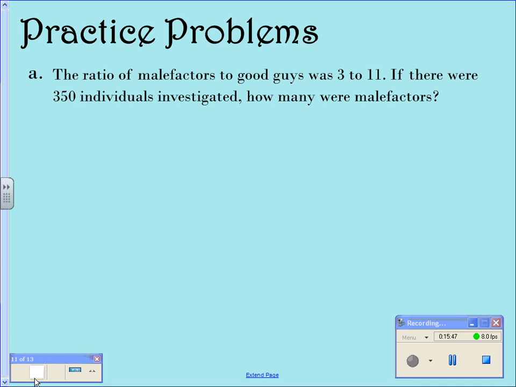The ratio of malefactors to good guys was 3 to 11. There were 350 individuals investigated. How many were malefactors?